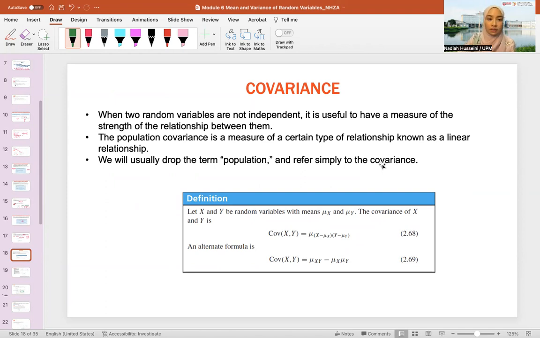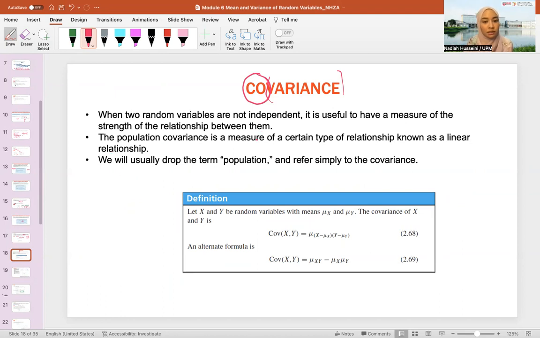What is covariance? First of all, it has the word variance in it, which tells us the spreadability of the data. But we have this word co, which means that they have some sort of collaboration. I would like to think that way. So covariance is the relationship between two random variables. When two random variables are not independent, they have some relation with each other. It is useful to have a measure of the strength of the relationship between them, and covariance tells us this.